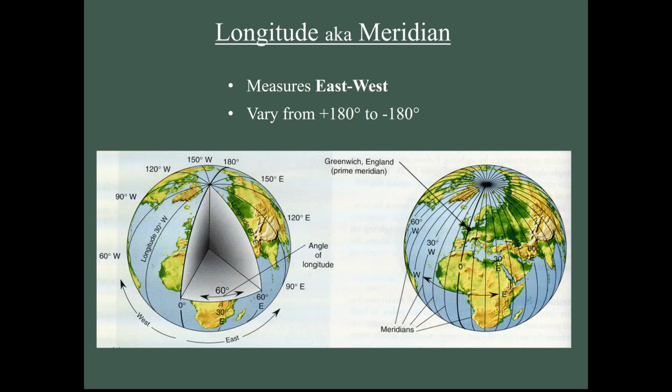Lines of longitude west of Greenwich, England, up to and including 180 degrees are represented as a negative number or as a western longitude. Lines of longitude east of Greenwich, England, up to and including 180 degrees are represented as a positive number or as eastern longitudes.